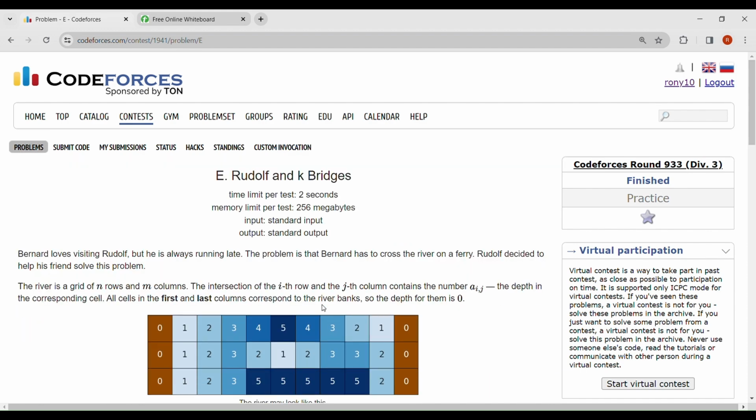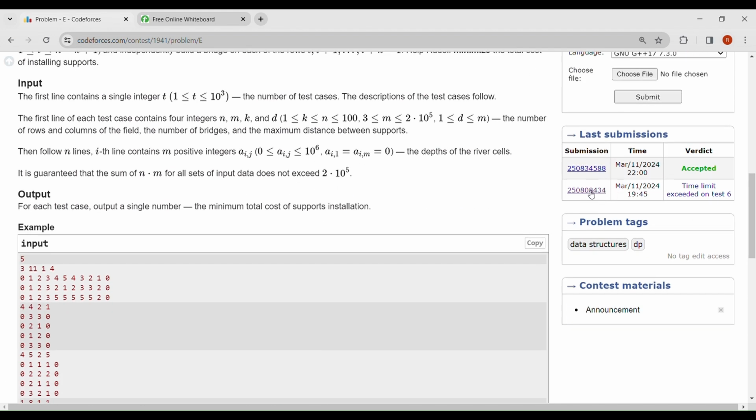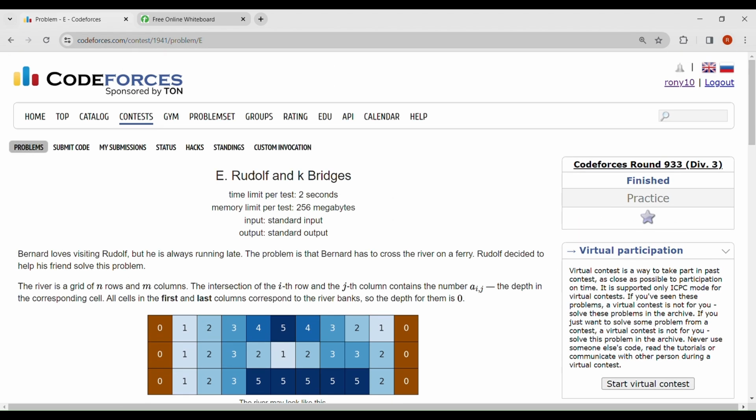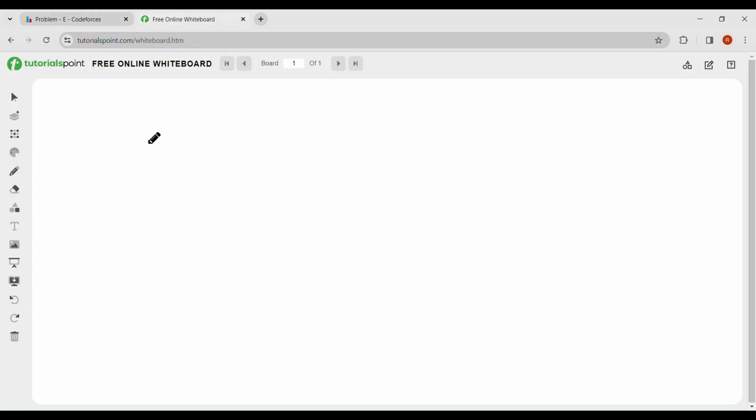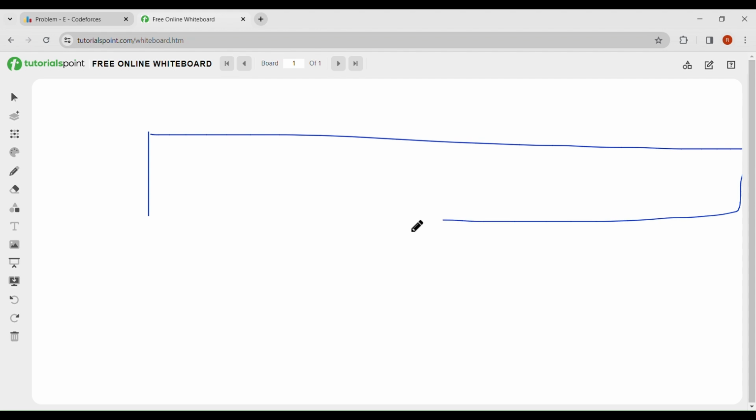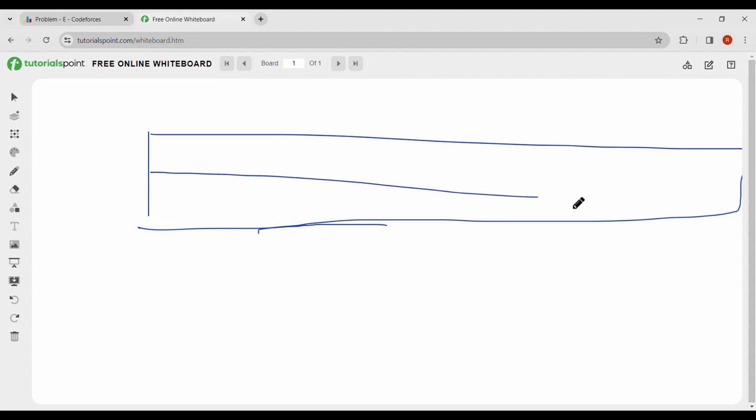During the contest, I was not able to solve this because it was giving TLE at that time. So now the question is asking, basically, if you understand the question, it's good. If not, then I will explain. Suppose this is the river, and this is in the IJ form.